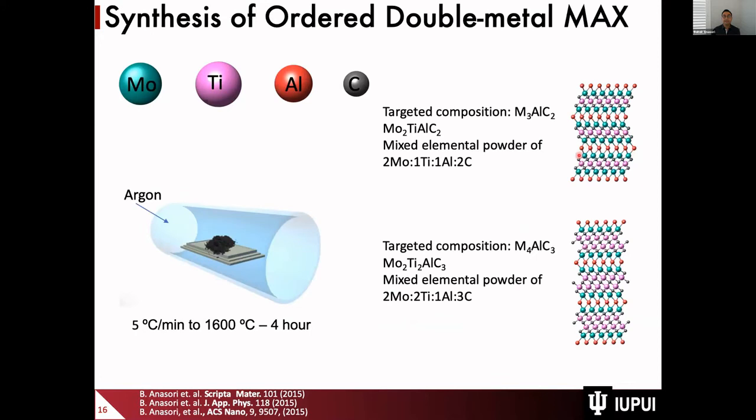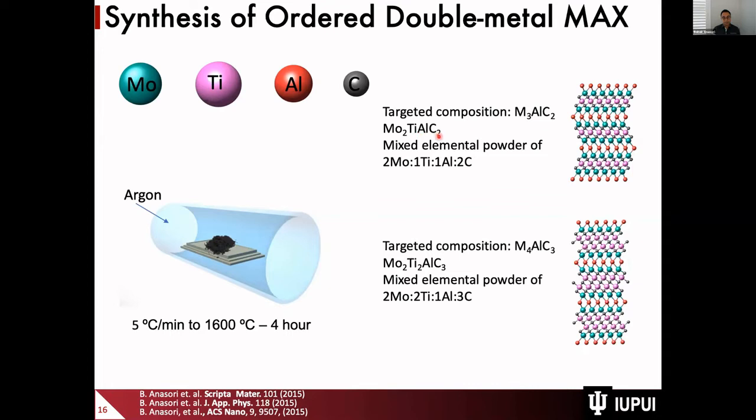To do it, we said, okay, we're targeting a 3-layer MAX, which is M3AlC2. So we mix the stoichiometric ratio of 2 molybdenum, 1 titanium, 1 aluminum, and 2 carbon. We mix the elemental powder, and the whole process of mixing was explained by Michael Naguib nicely in the previous talk. And then we put it in the furnace and we ramp it up to 1600 for 4 hours. This ramping was basically the ramping that we can do in a tube furnace. And we did not change the ramping at all in any of the synthesis. So we just play with the holding temperature and time.